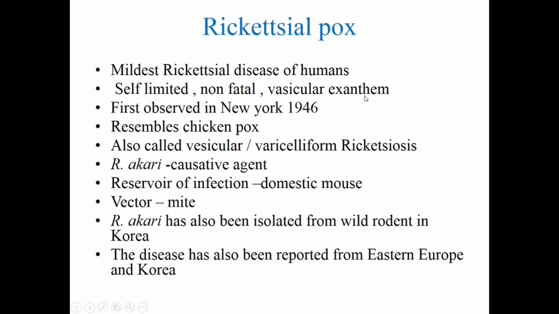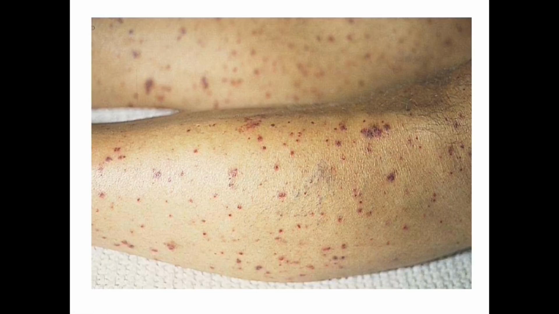This is a vesicular exanthem. The rashes are vesicle-like. It resembles chickenpox, I've told you. That's why it's also called vesicular or varicella-form rickettsiosis, because it resembles chickenpox. It is transmitted by mite, unlike the other diseases in the spotted fever group, which are transmitted by ticks. This is the name of the Rickettsia. This is how it may look.